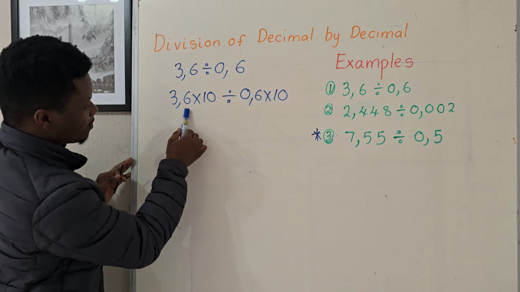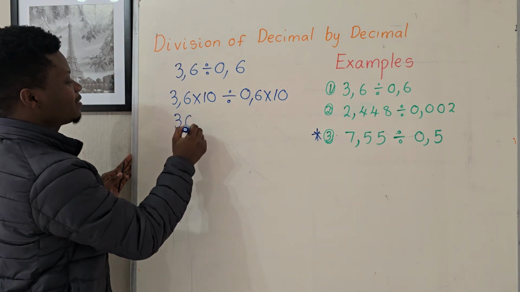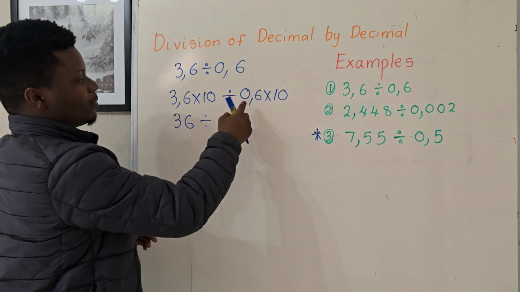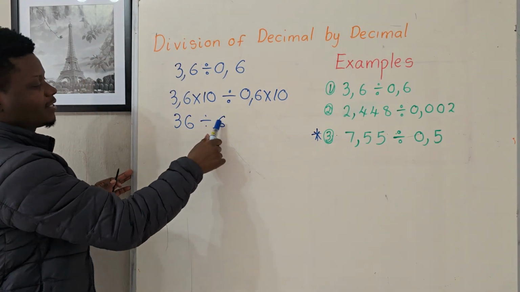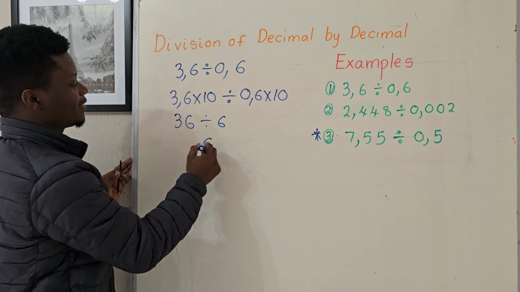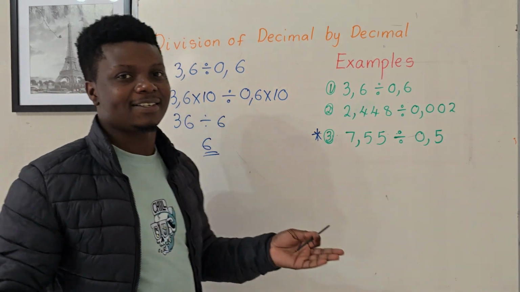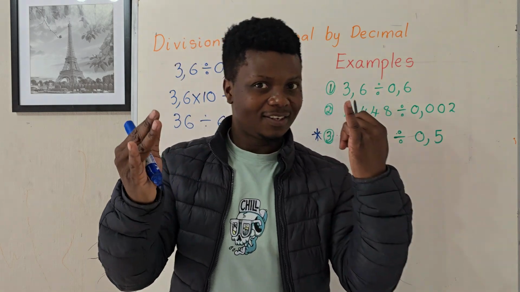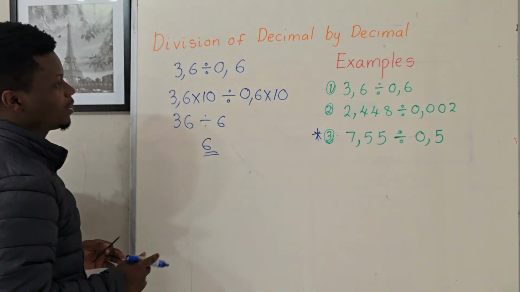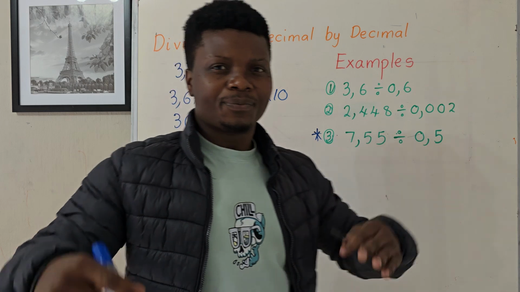3.6 times 10, you just move your comma one place, it's now 36, divided by 0.6 moved one place, which is 6. And 36 divided by 6, we know that's 6. If you don't know, you count in 6s: 6, 12, 18, 24, 30, 36. So that becomes our answer. That's what you do.